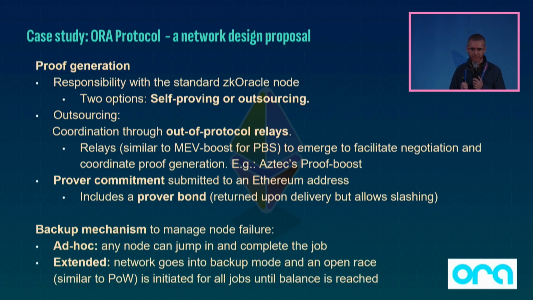And the next one, I think, would be backup mechanisms in case of node failure. I feel it's really important to differentiate between an ad hoc case, where any node for some reason cannot deliver, and then, in my proposal, we would open up the job to the whole network, so any node can jump in and complete the job. While in case of an extended network failure, like a significant drop in available active nodes in the network, the whole network could go into backup mode, and all jobs could be performed based on an open race until balance is reached, and then the original mechanism could be reinstated.